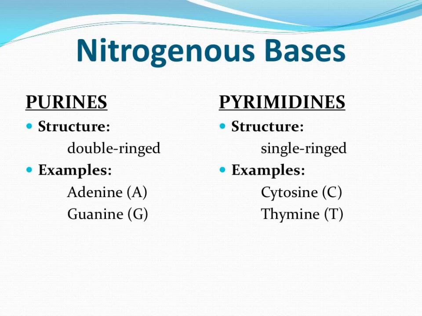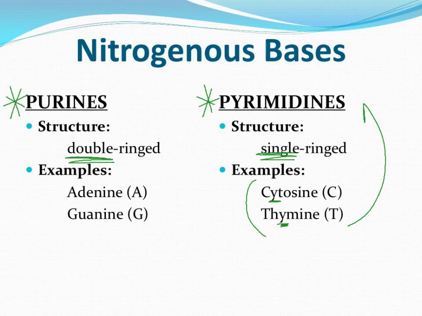They are two different types based on structure. You have something called a purine and then a pyrimidine. A purine has a double ring, while a pyrimidine has a single ring. The easiest way I think to remember this is thinking about the bases. The examples, you have cytosine, which has a Y, and thymine, which has a Y, and both of those are pyrimidines, which also has a Y. The purines then are adenine and guanine, and neither one of those have a Y in them.